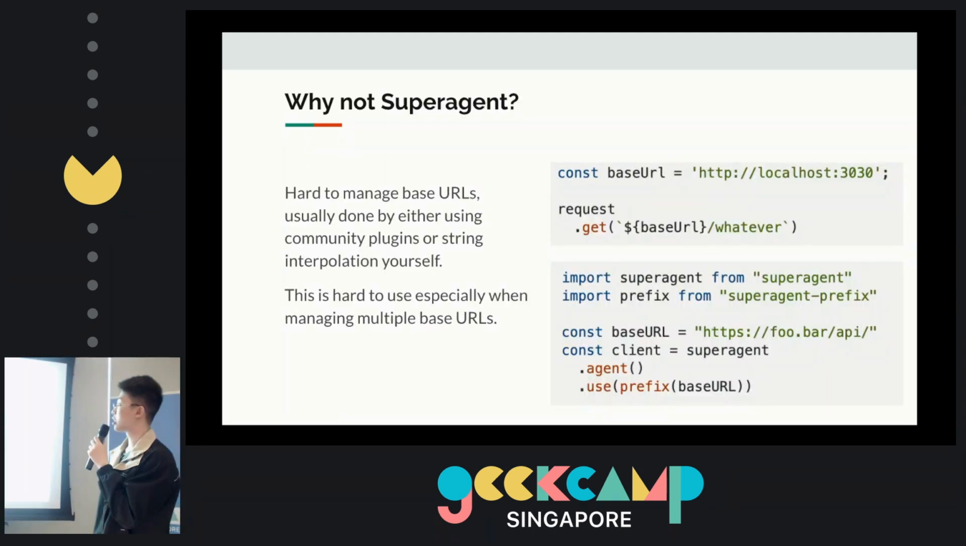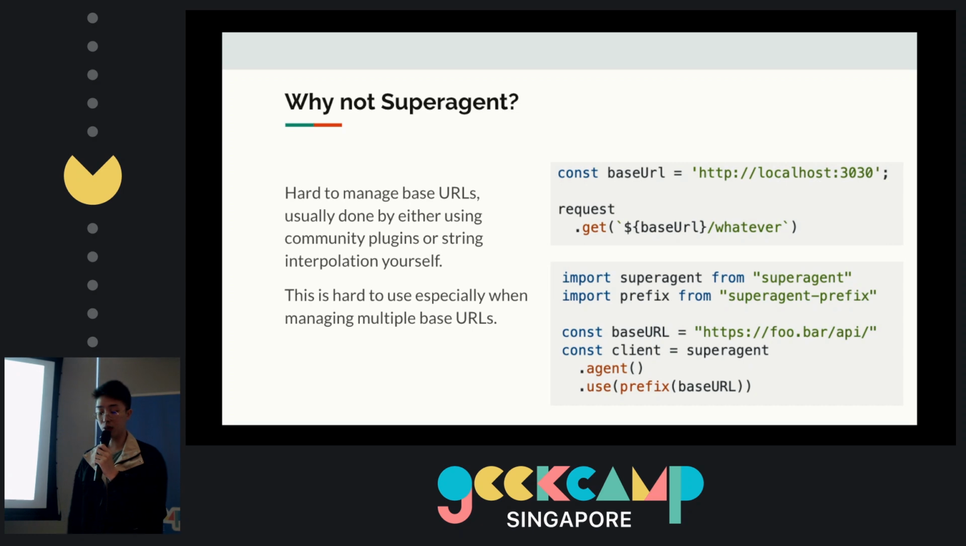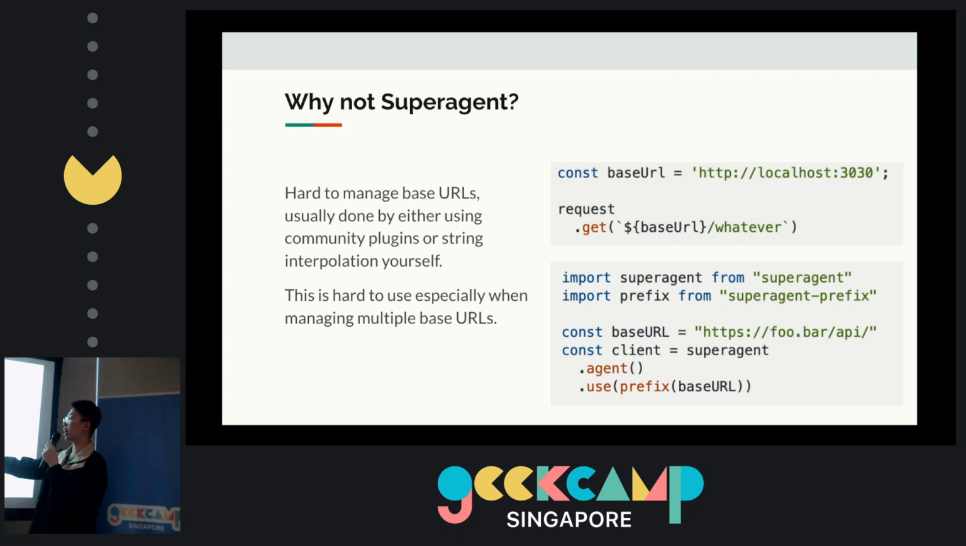And why not Super Agent? Super Agent has a lot of the same issues that I talked about with Axios, and I think it's hard to manage base URLs. Even though there is a plugin for you to use, this is a community managed plugin from 7 or 8 years ago, and it is still based very heavily on using your own strings and trying to interpolate them.